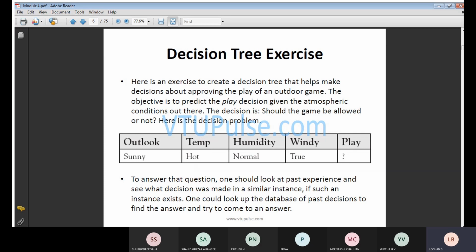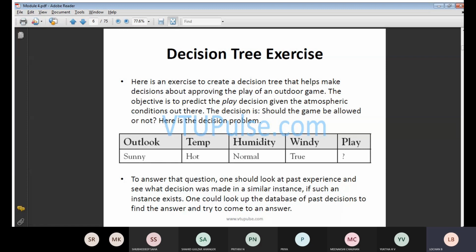This is one more example they have taken in this particular case, a decision tree example exercise. One wants to play tennis. To play tennis they are going to check the atmospheric condition, just like a cricket match. If tomorrow there is a cricket match, they give the weather report today itself, whether tomorrow they are going to get rain or not. If it is hot, definitely they are going to play the cricket match. If it is rainy or windy, the match will not be played.